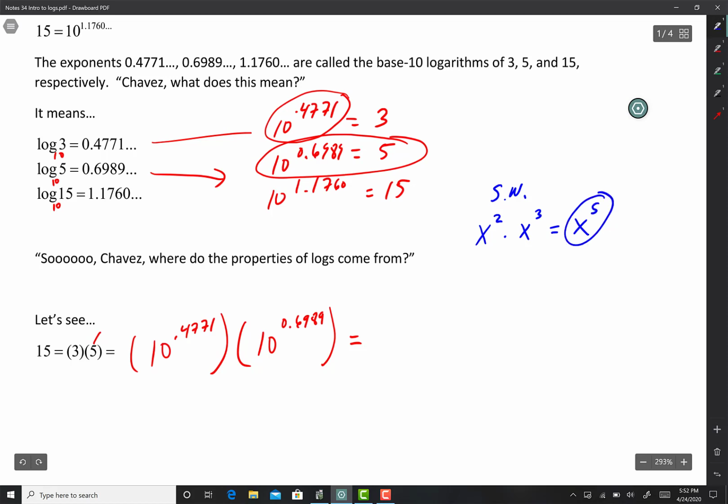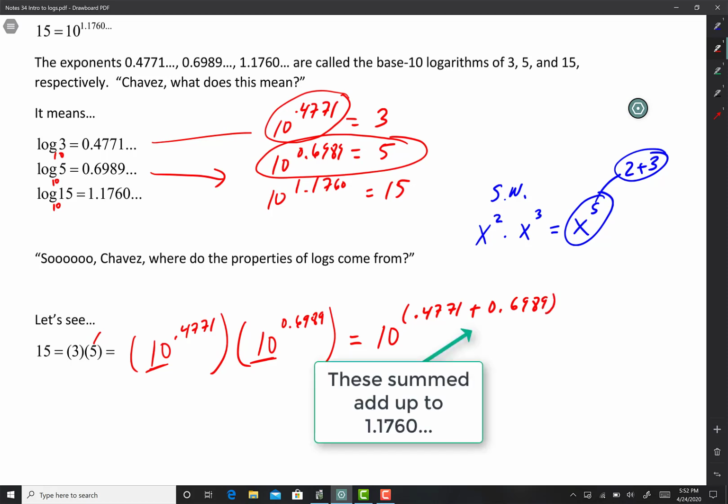And how did you get that 5th power? You got it from 2 plus 3. That's exactly what I'm doing here, guys. My bases are the same, so I can just add up these exponents. I'm going to write 10 to the power 0.4771 plus 0.6989.